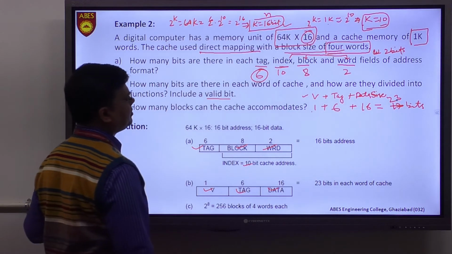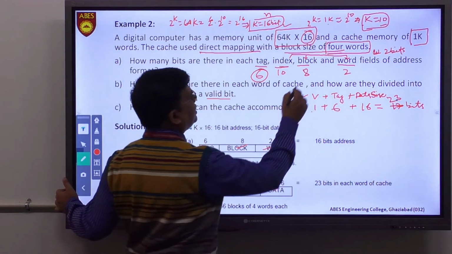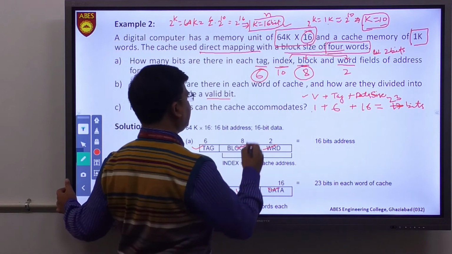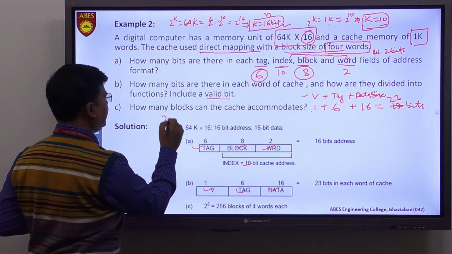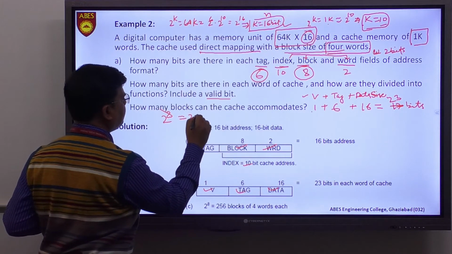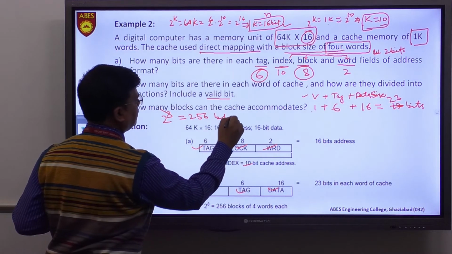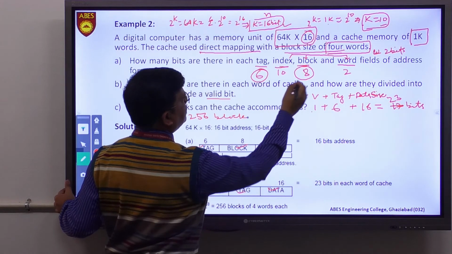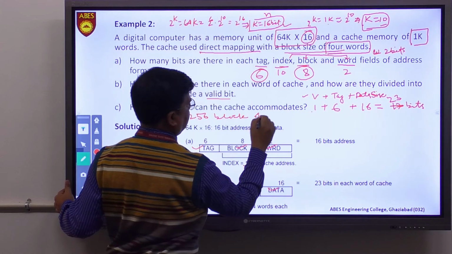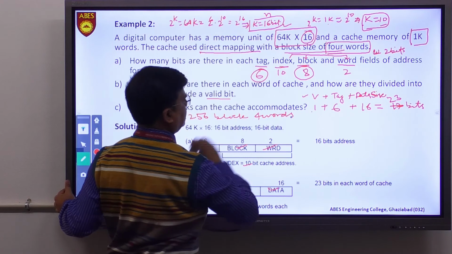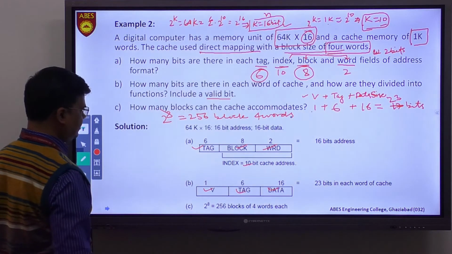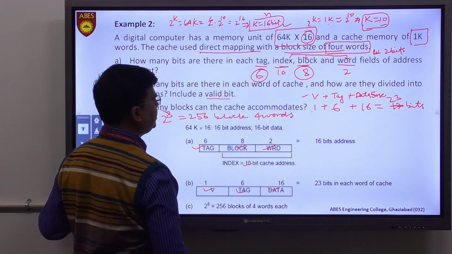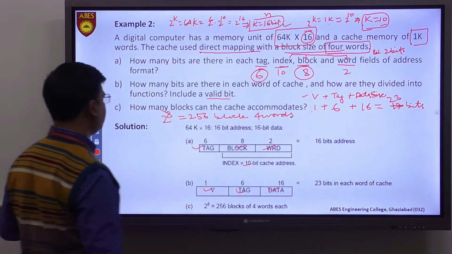Now the next question is, how many blocks can cache accommodate? In the block field, we have 8 bits to address a block. So the number of blocks can be given by 2 to the power 8. So it will be 256 blocks, and each block will have how many words? 4 words. So this is the answer of part C, that is 256 blocks of 4 words each. So this problem is over.